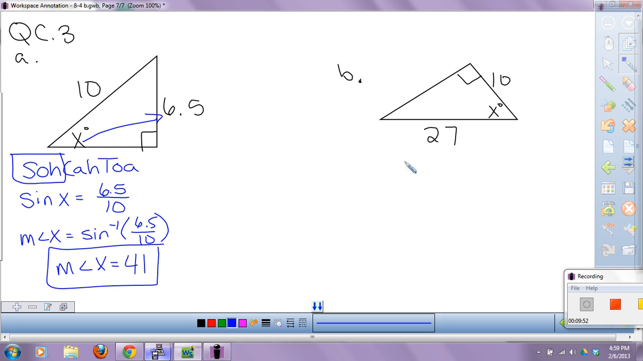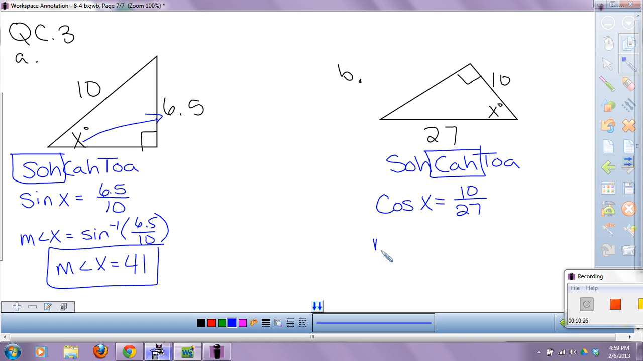On B, again, we're finding an angle. That's what's missing, x degrees. We're finding an angle, and our only option is to use SOHCAHTOA. We need to figure out which one of these to use to find x. So in relation to x, I have this adjacent leg and my hypotenuse, so cosine gives me my adjacent leg and hypotenuse. So cosine of my angle equals the adjacent leg, 10, divided by my hypotenuse, 27. To find an angle, we always use our inverse. The measure of angle x is equal to the cosine inverse of 10 divided by 27.